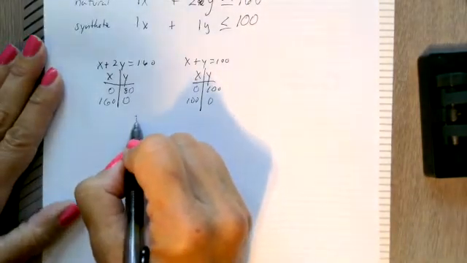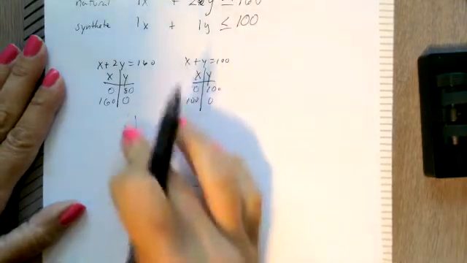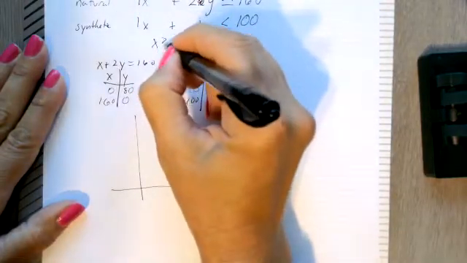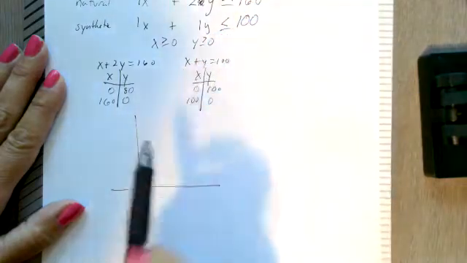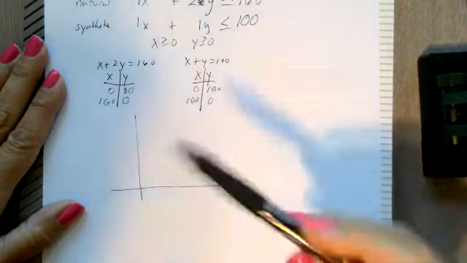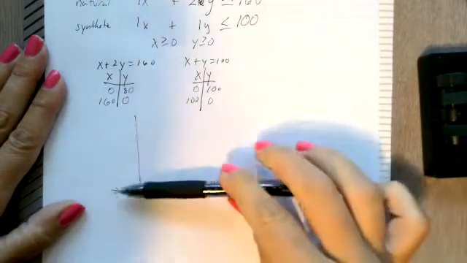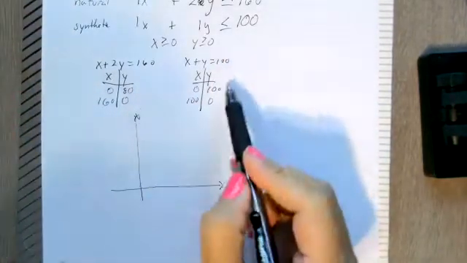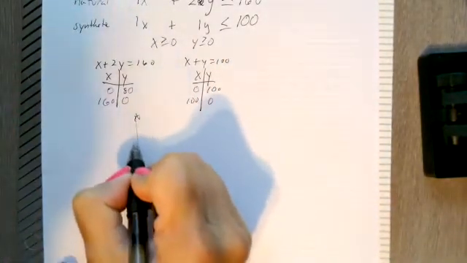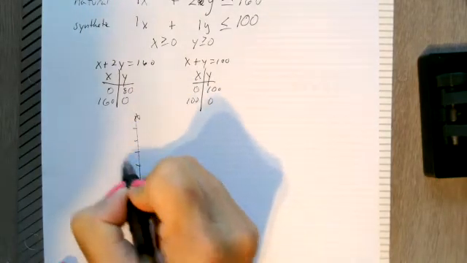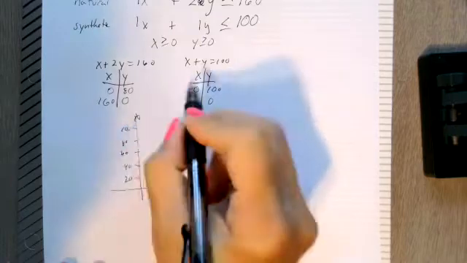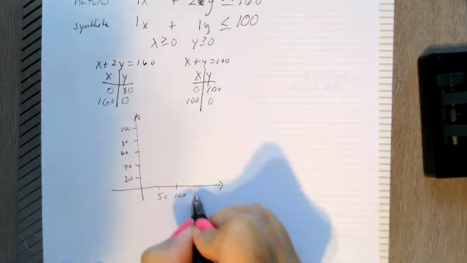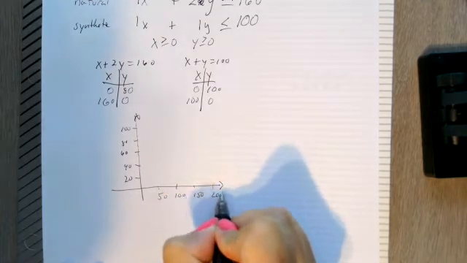If I graph these 2 lines, I'm staying in the first quadrant because this is a business problem. That's why my constraints are X is greater than or equal to 0, Y is greater than or equal to 0. That means we're staying in quadrant 1 where it's positive. My Y's go up to 100, so I'll do 20, 40, 60, 80, 100. I've got 160 on my X's, so I'm going to do 50, 100, 150, 200.